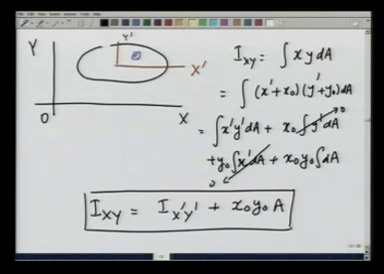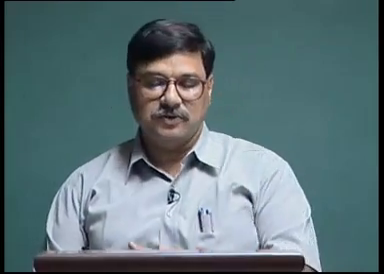So, what we have learnt is, if we know the second moment of inertia and the product of inertia about a set of axes passing through the centroid, I can calculate them about any other set of axes which are parallel to those passing through the centroid.